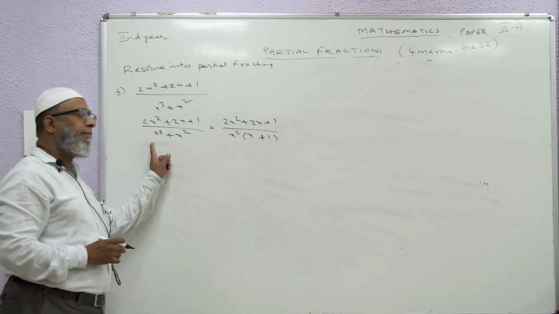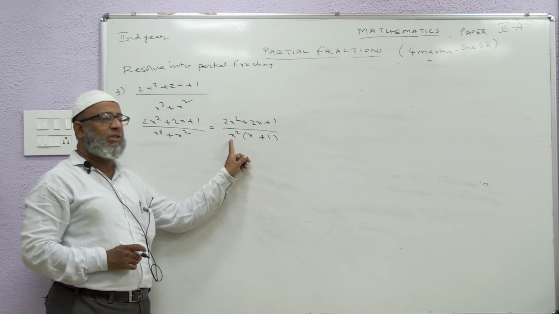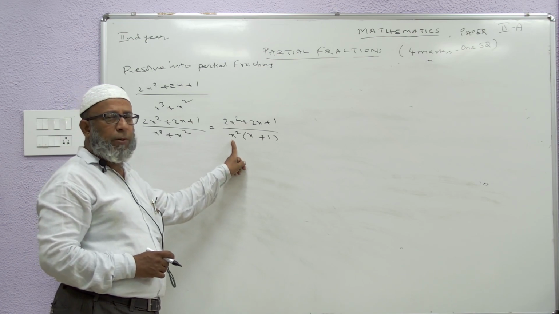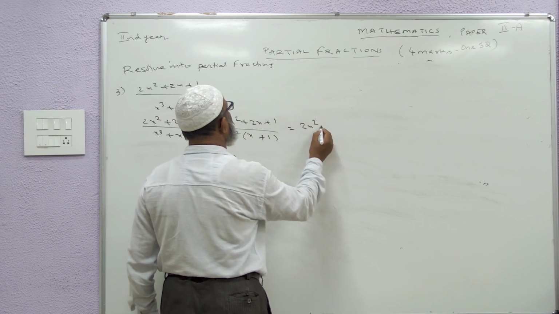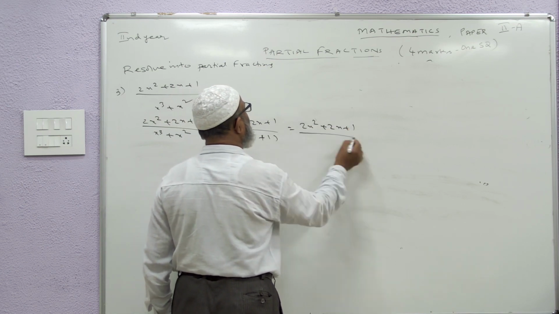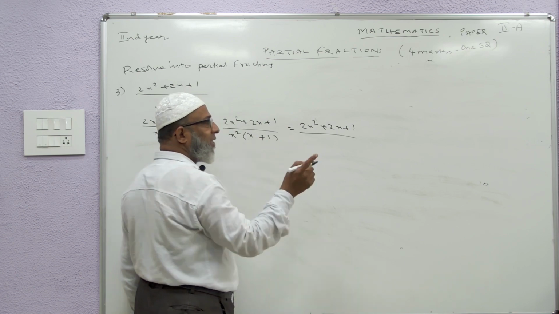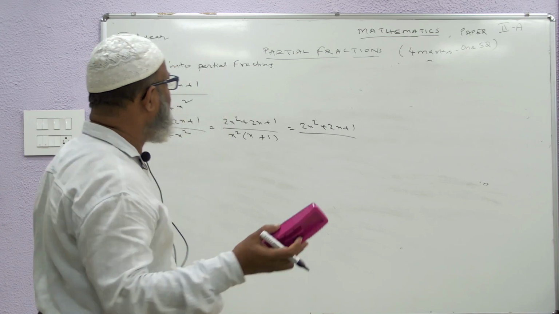x plus 1, isn't it? Now, if I think about this, this is nothing but x square. So it consists of a repeated factor. Therefore, this can be written as (2x square plus 2x plus 1) divided by (x square plus x plus 1), which consists of x and x square. So afterwards, we can write in the next step.